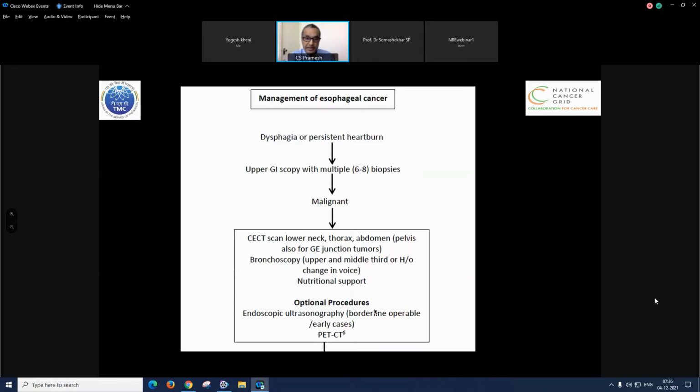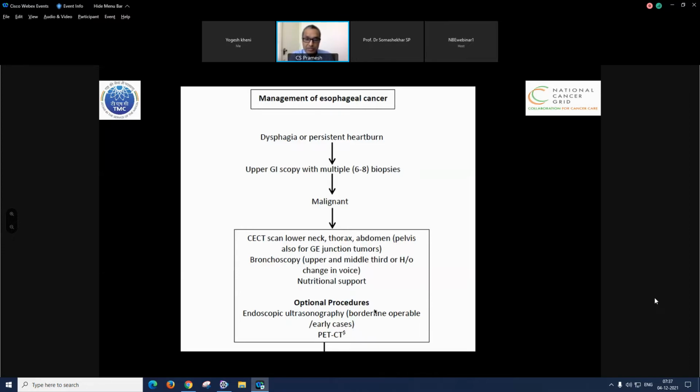Bronchoscopy is used very selectively, only for upper and middle third esophageal cancers or any patient with a history of change in voice. And we institute nutritional support very early into the management paradigm as we are investigating these patients, because many of them are malnourished. It is important that we use the time even that is taken for investigations to build up their nutrition.